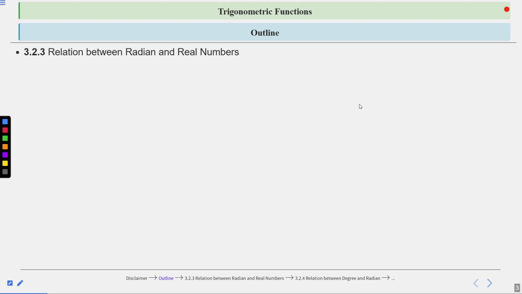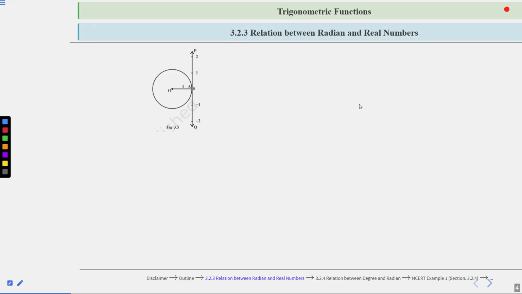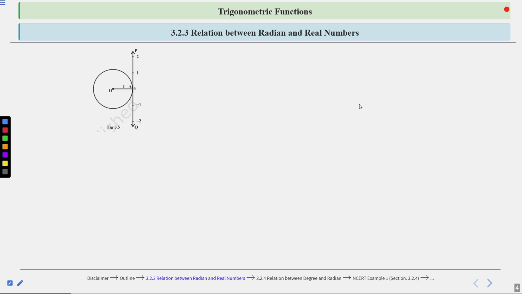So in today's session, we are going to cover the relation between radian and real numbers, and then the relationship between degree and radian measure, and examples 1 to 5. So, relation between radian and real numbers.